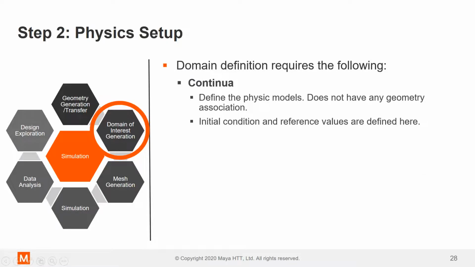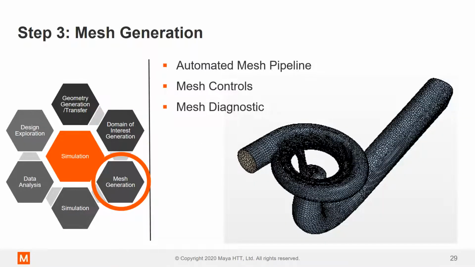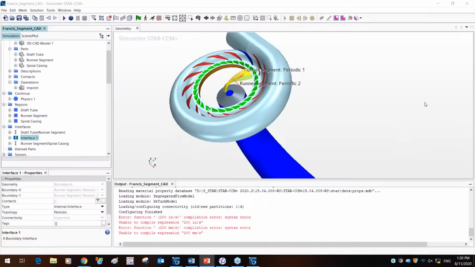That is the continuum, where the physics models are set up, and next the regions, where the boundary conditions are set up in the interface. Now, the next portion we're going to talk about is the meshing. Star CCM Plus has automatic mesh pipelines within the operations. We'll talk a bit about mesh controls, and then we'll talk about mesh diagnostics, how to look at whether your mesh is a good mesh or not.